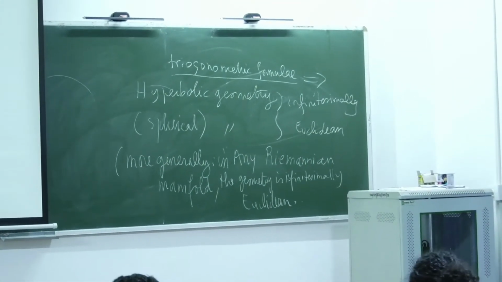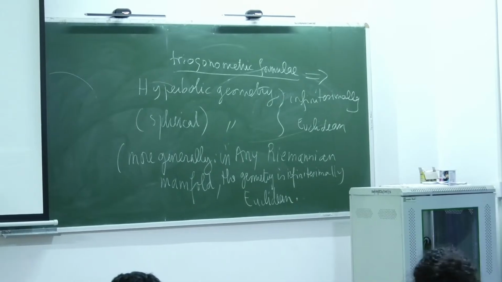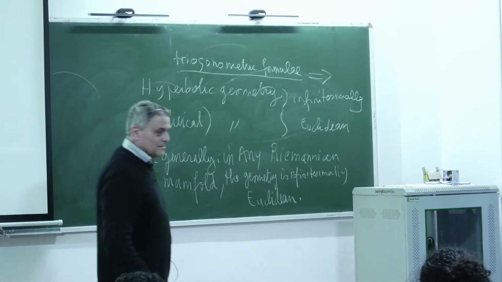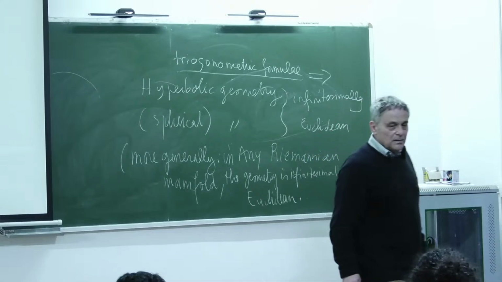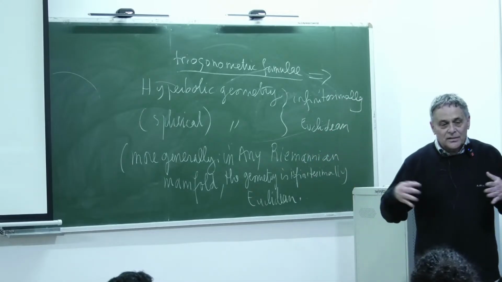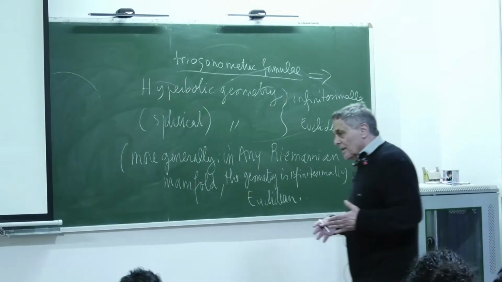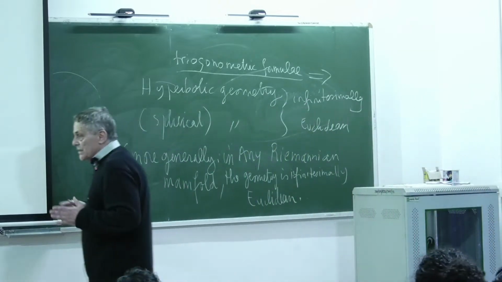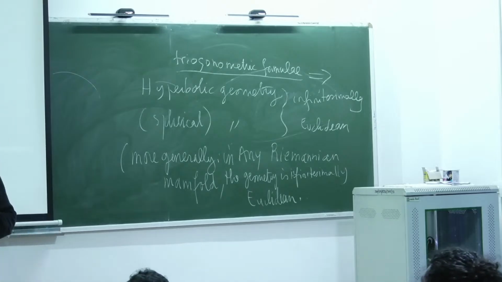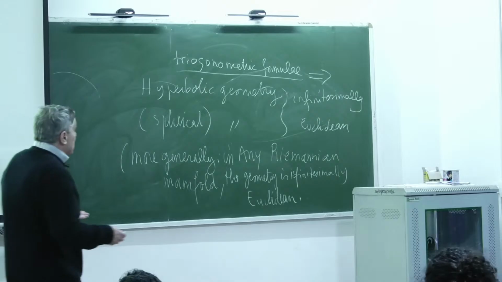What do you mean by infinitesimally Euclidean? Do you mean the local isometry? I mean the behavior of the geodesics, the behavior of the triangles. Straight lines, right? Yes, straight lines.